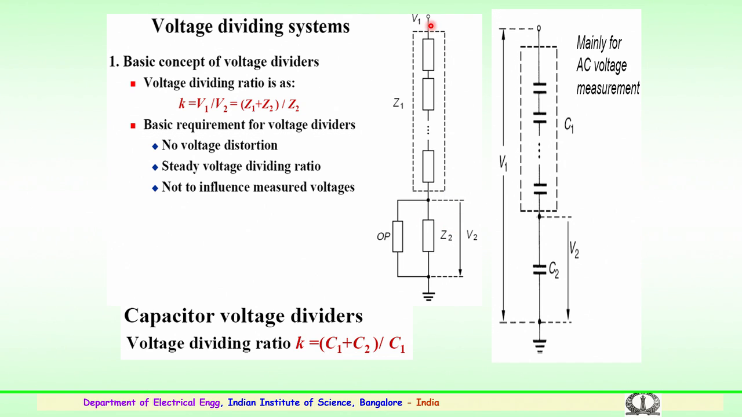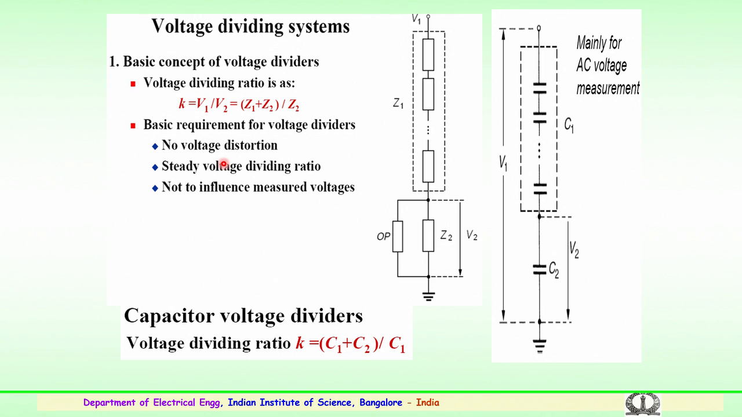So, we typically obtain the voltage V1, which is to be measured, across Z2, where V2 could be obtained, and with the proper dividing ratio, that is, the ratio is calculated as V1 by V2 is equal to Z1, this entire resistance or impedance, plus Z2, divided by Z2. So, this gives you the divider ratio K. Whatever voltage you see here multiplied by K will give you the actual voltage across the voltage divider. So, this is important.